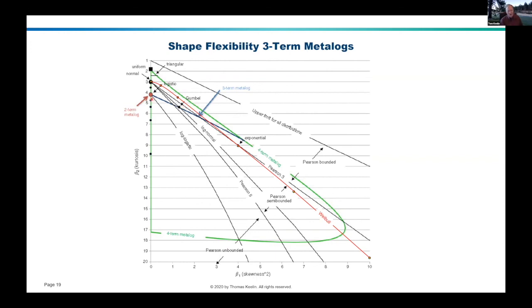Well, we're not going to talk about 4-term metalogs today. As soon as you go to a 4-term metalog, then you could have anything in this area here, which covers most of the range of an awful lot of practical distributions. And it doesn't cover these bounded distributions, but the 4-term logit metalog does.